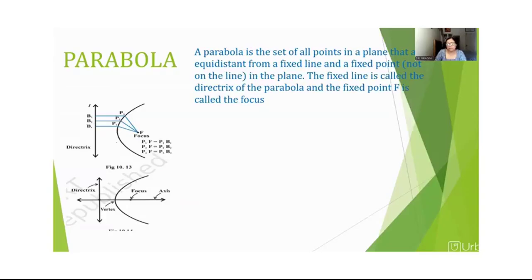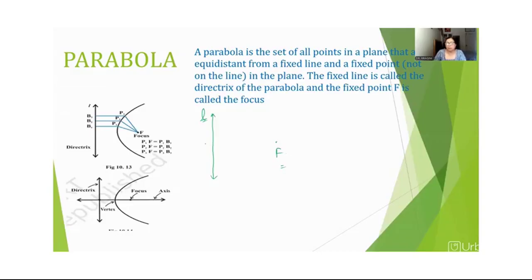So here the figure is given. Let me explain how we can draw it, then we remember it better. Let this be a fixed line. Let here be any point P, or you can say F. This is F and this is a line L. We have to take the points in a plane that are equidistant from a fixed line and a fixed point. This is a fixed line. This is a fixed point. We have to locate such points which are equidistant from both.